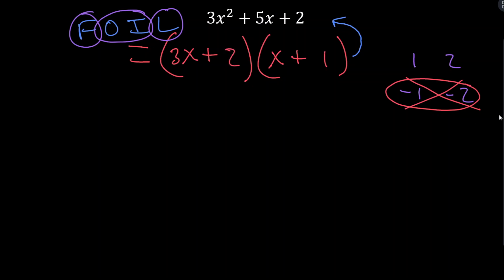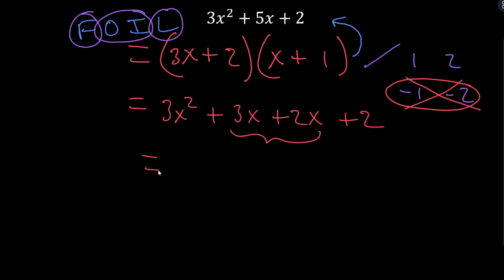But let me double check. 3x, 2x, those add together to be 5x, so we are good and we can fully FOIL this out. I won't do this very often. Let's see, 3x squared plus 3x plus 2x plus 2. And again, these two outer and inner terms combine to be 5x. This is always a way you can check your work to see if your factoring is correct. If you factor correctly, you should be able to distribute, FOIL it out, and get exactly where you started. So we are good in this case.